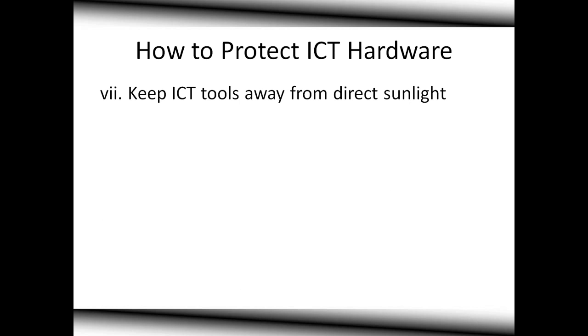We are also advising that you keep ICT devices away from direct sunlight. If you notice that there's a particular window where direct sunlight passes through, we are advising you not to keep your ICT devices close to those places. Keep them at places where it will be shady enough, but not places that will be moist. We don't want you to keep them in moist places, but rather away from the sunlight and away from places where it is also moist.